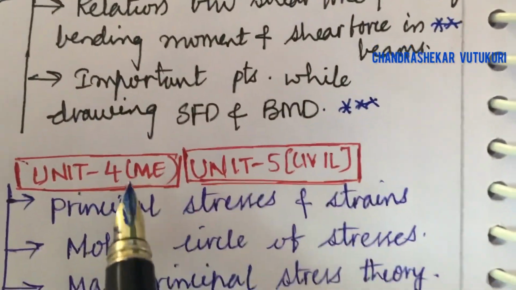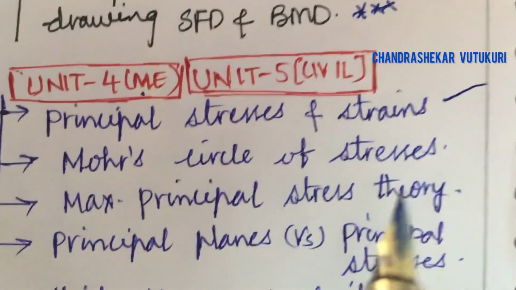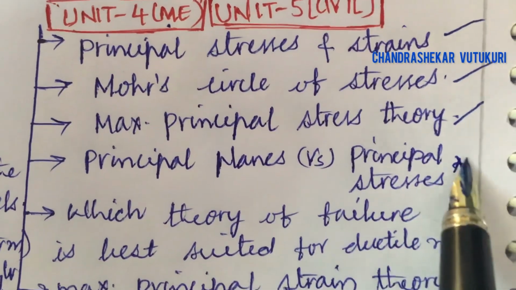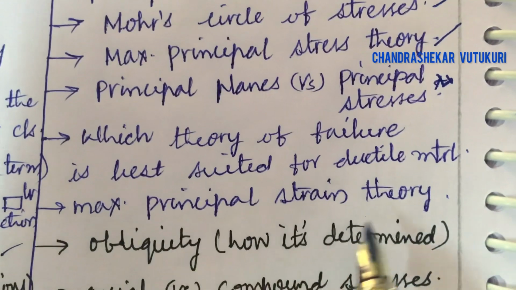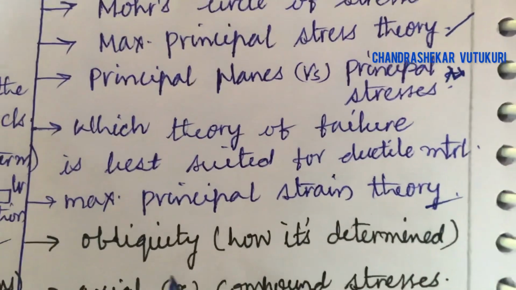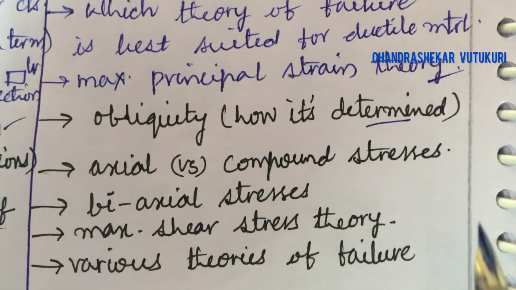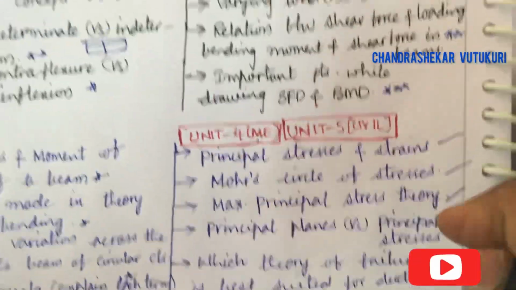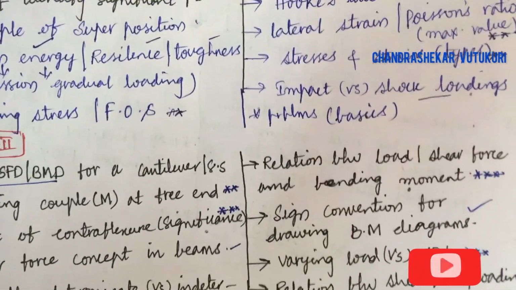Later, unit 4 here is for the mechanical engineers, and this is unit 5 for the civil engineering department. Principal stresses and strains, Mohr's circle of stress and the maximum principal stress theory, the principal planes versus principal stresses, their differences, which theory of failure is best suited for ductile material, the maximum principal strain theory. You are supposed to work out all the various theories of failure here, obliquity, how it is determined, axial versus compound stresses, biaxial stresses, maximum shear stress theory as well as various theories of failure. These all are very important and guess questions in the form of short 2 and 3 mark questions under JNTUH R16 as well as R18 regulation for both mechanical engineers as well as civil engineers.